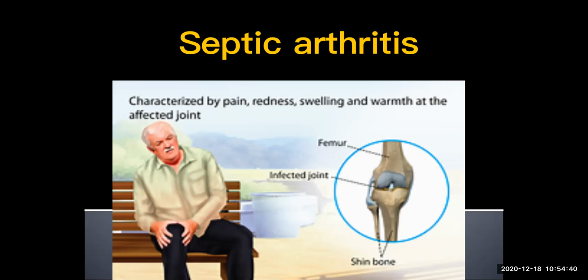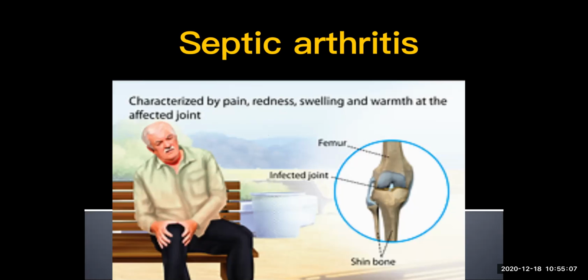Very good. And there is a collection of pus inside the joint cavity. This is known as septic arthritis. So see there, in the beginning itself, this slide is telling us it is characterized by pain, redness, swelling, and warmth at the affected joint. But even rheumatoid arthritis is having these features. But rheumatoid arthritis and septic arthritis are not the same diseases.